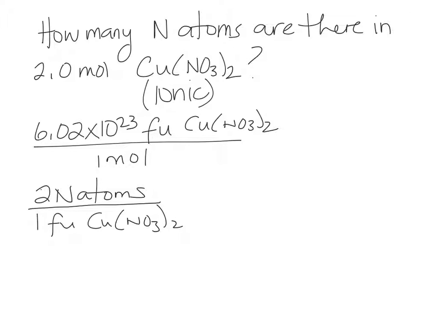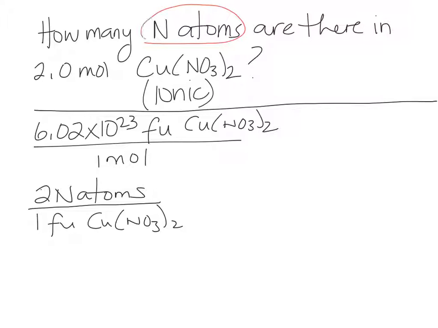I want you to solve this question using these 3 pieces of information. You know the moles, you know Avogadro's number, and the particle is formula units. And you know how many nitrogen atoms are in 1 formula unit. The first ratio that you use has to have the units of your answer in it. So you start with nitrogen atoms.